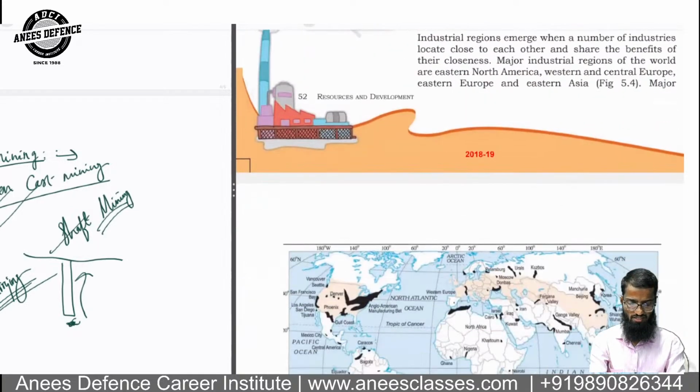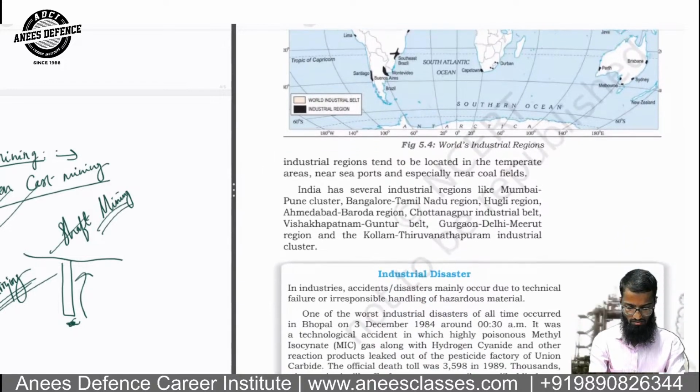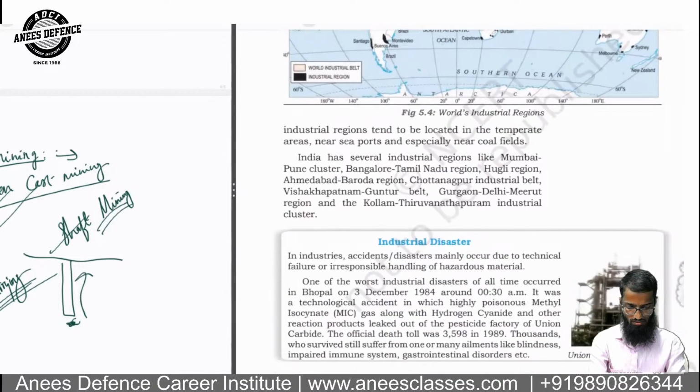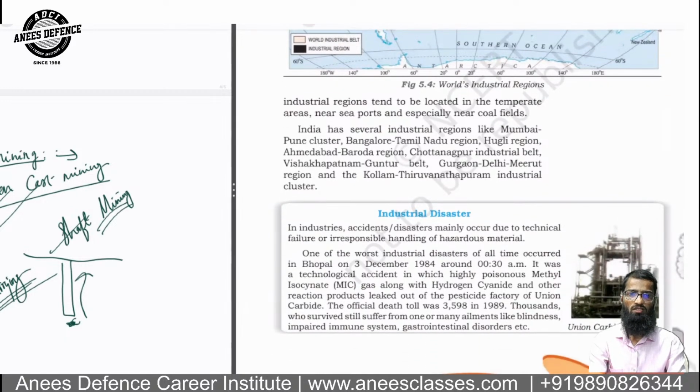So you have industrial regions. You have Mumbai, Pune industrial cluster. You have Bangalore, Tamil Nadu region. You have Hooghly region, Ahmedabad, Baroda, Chotanagpur. You have Visakhapatnam, Gurgaon, Delhi, Meerut, Kollam, Tiruvananthapuram, right?